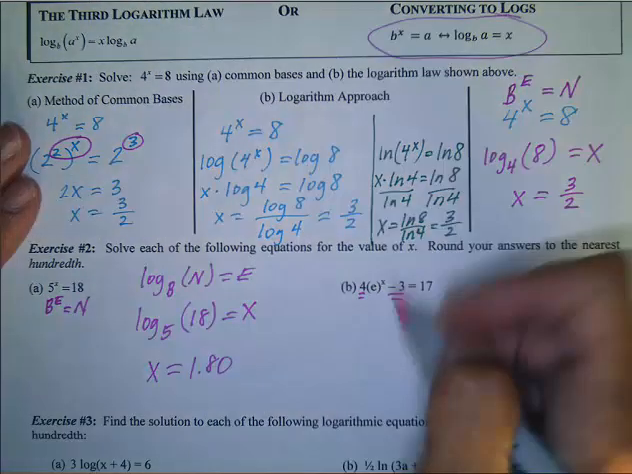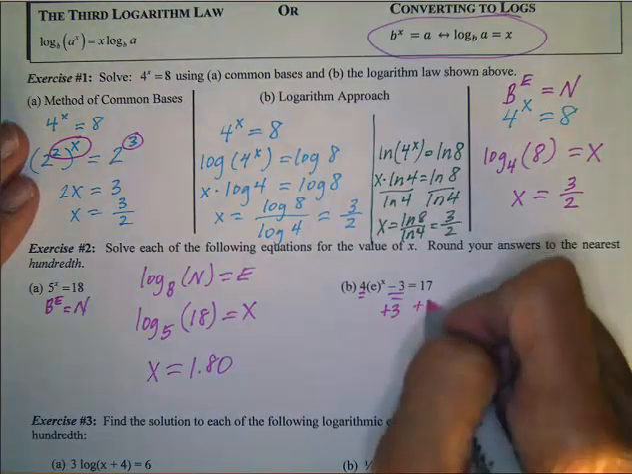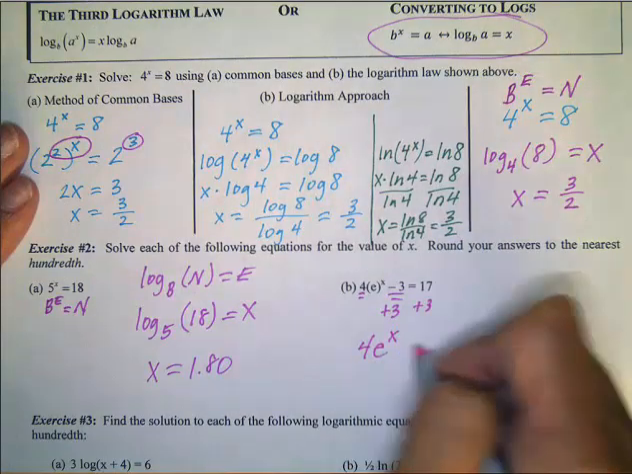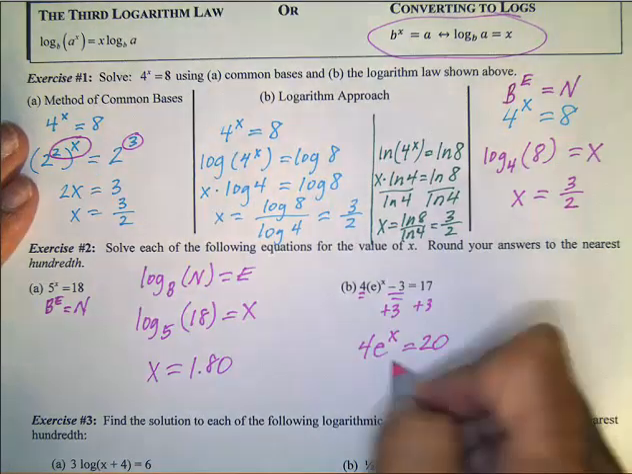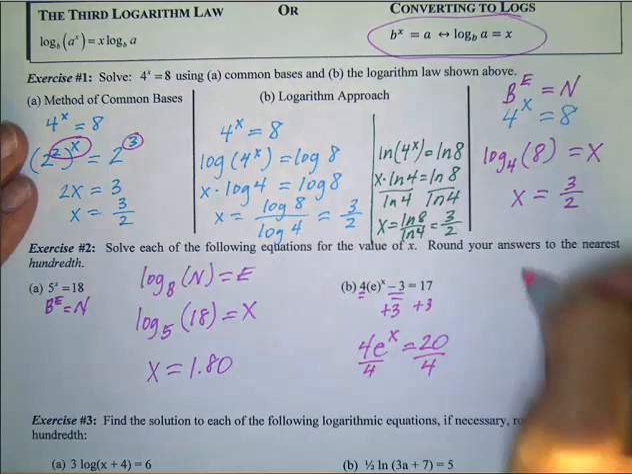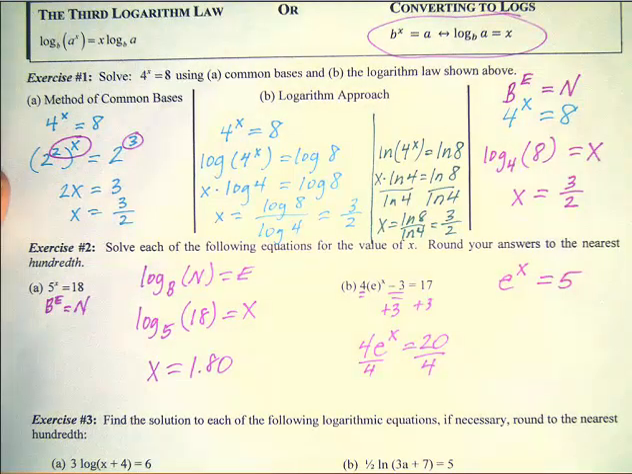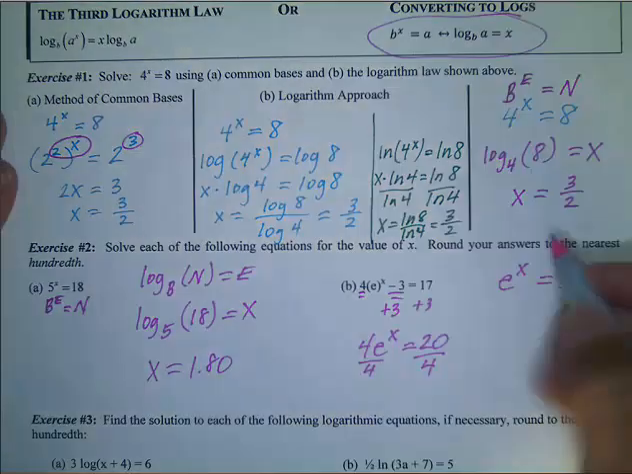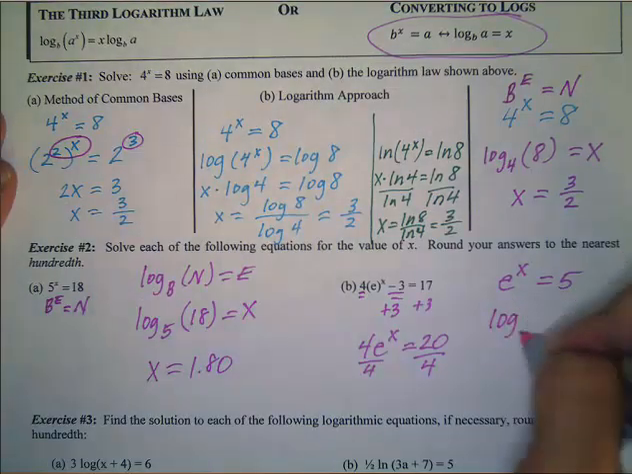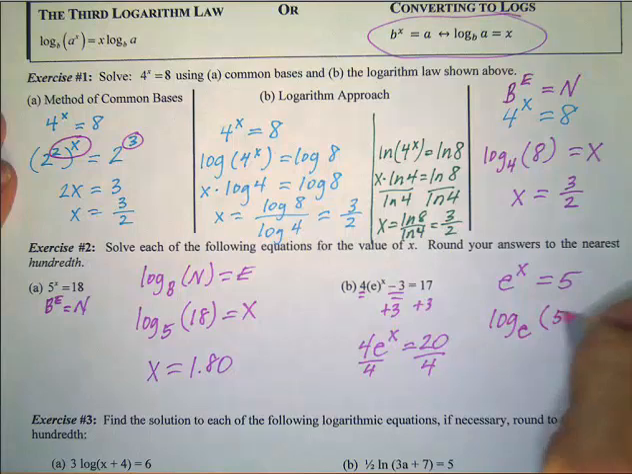So first, I add 3. So 4e to the x equals 20. Now I'm going to divide by 4. So e to the x equals 5. And now I'm going to use the same method I used in letter A. I'm going to rewrite it in log form. So log, my base is e, of 5 equals x.